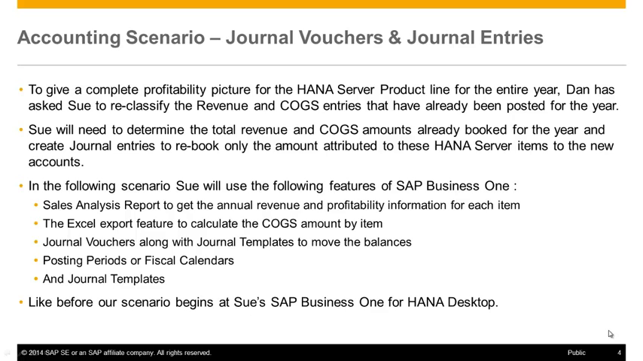In the following scenario, Sue will use the following features of SAP Business One accounting module: the sales analysis report to get annual revenue and profitability information for each HANA server, the Excel export feature to calculate the cost of goods sold amount by item, journal vouchers to move the balances to the new accounts as of 7/31, journal templates to facilitate the fast and error-free posting of those journal entries, and posting periods or fiscal calendar. Like before, our scenario begins at Sue's SAP Business One desktop.